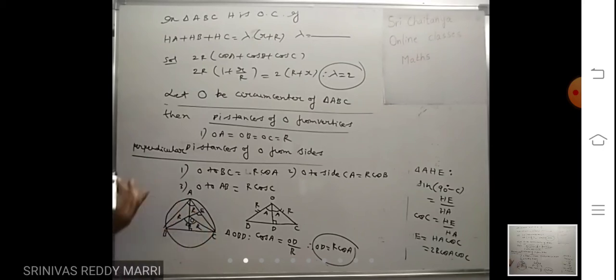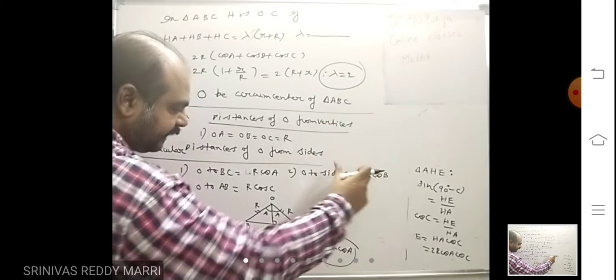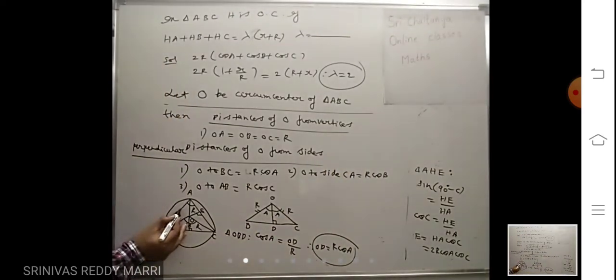This is OE. Similarly, from O to side CA, the perpendicular distance is R cos B. Similarly, from O to AB, the perpendicular distance is this OF, which is nothing but R cos C.